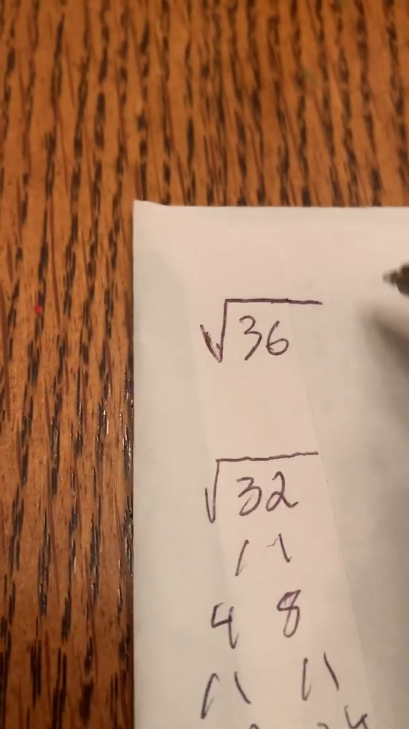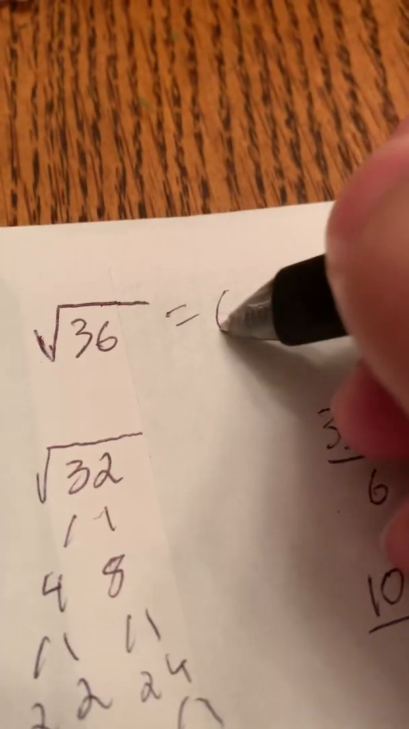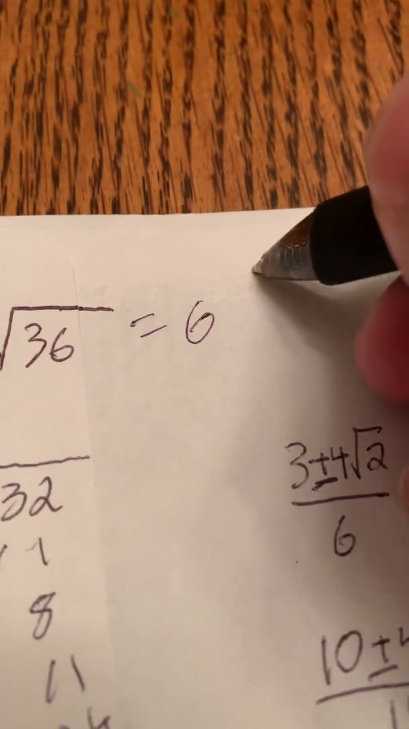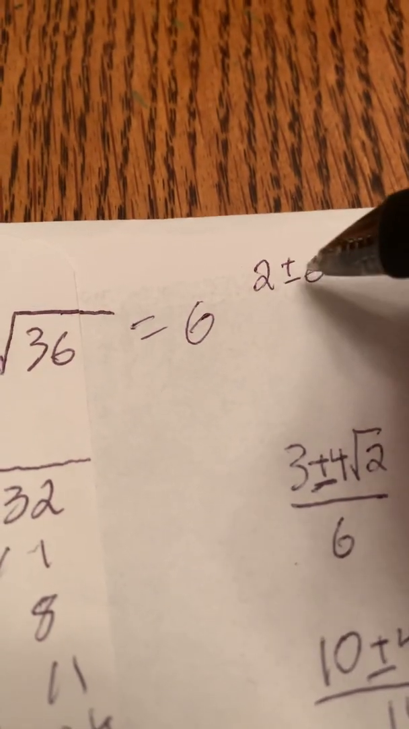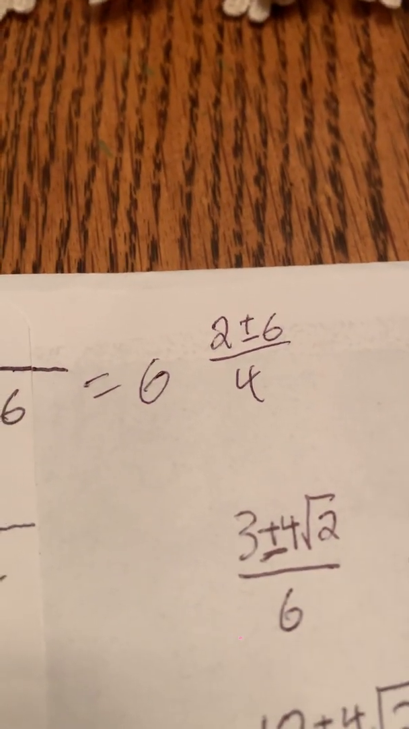So whenever you have a perfect square, you just turn it into 6. So if you had 2 plus or minus 6 over 4. I'm not using one from before, I'm just making up another example, okay?